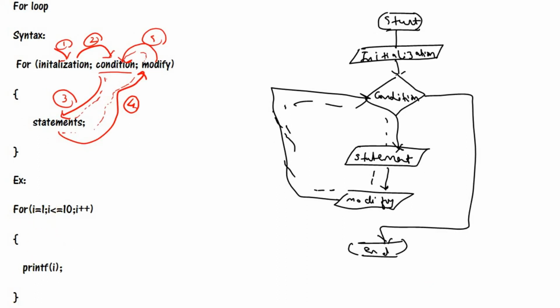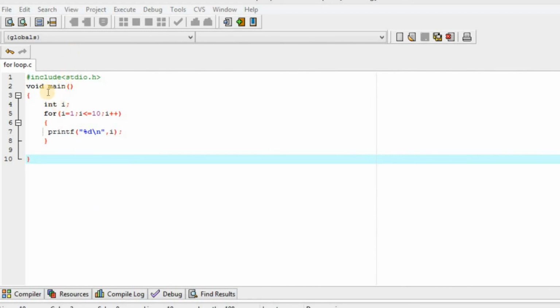Practically, see this example. Main method starts. In the main method, I am declaring the data type int and variable i. Next line, for loop: i equals 1 is the initialization. After that the condition: i is less than or equal to 10. Modify: i plus plus, increment. First initialization. Second, if the condition is true, it prints the statement, and after printing, it will modify. After that, again check the condition. Likewise the condition will be checked and the loop will continue as long as the condition is true. If the condition is false, it will terminate the program.